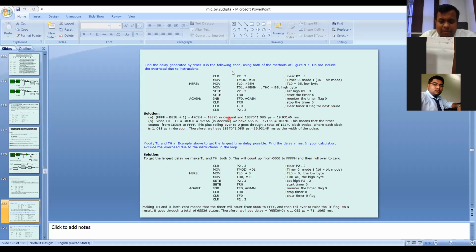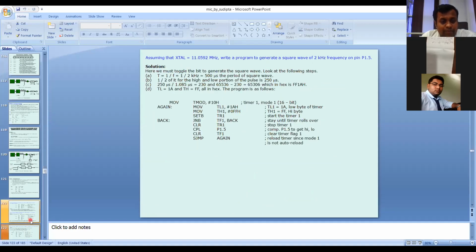Now, this is another program, so I'm skipping this program. Everyone is not required to understand it, but you can try. So I'm coming to the next important program. What will be the value of TH0 and TL0?